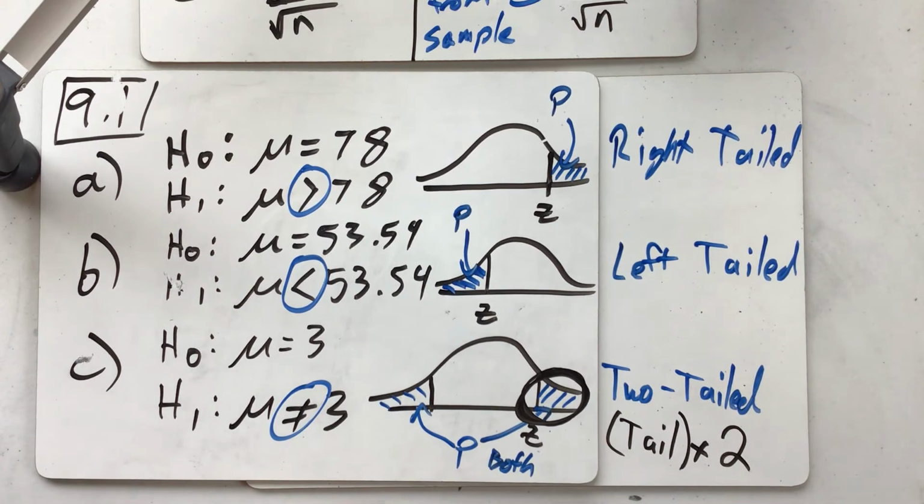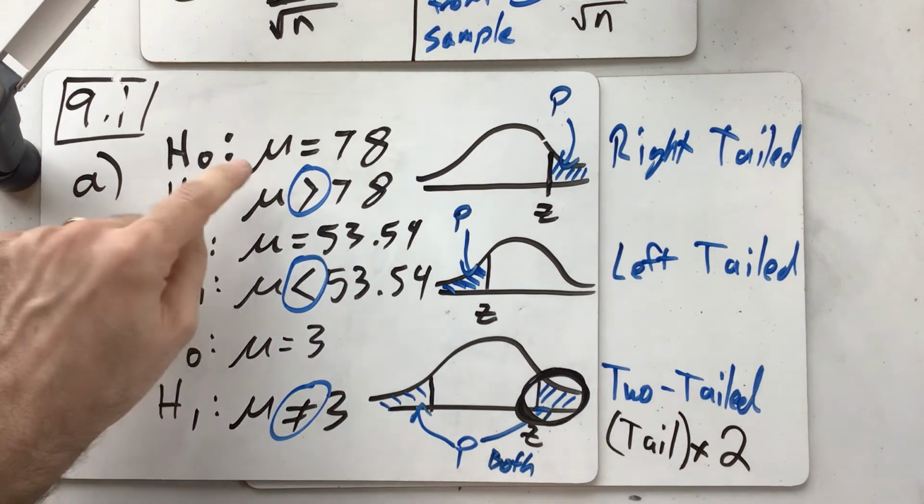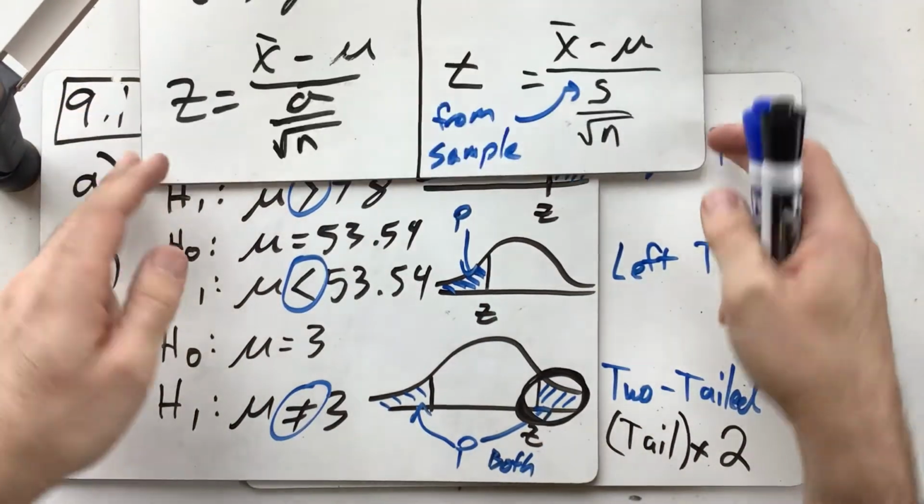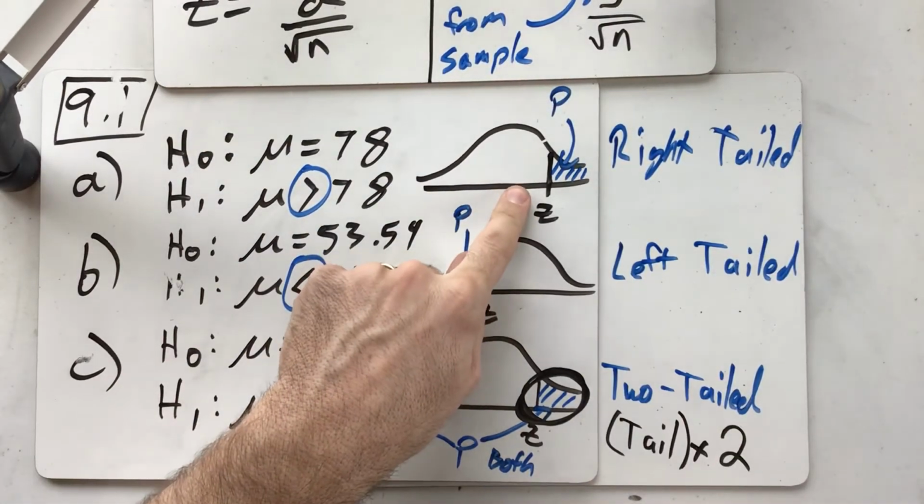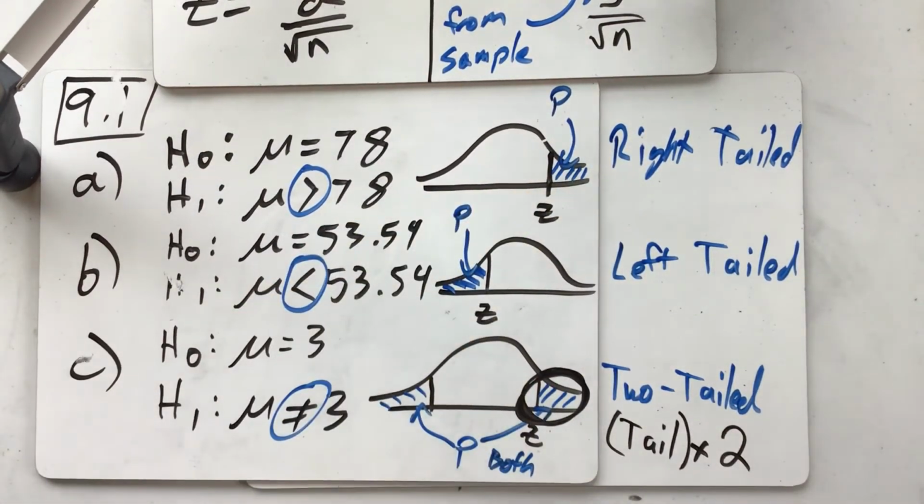Okay. And so what we'll do when we do a problem is we write our hypotheses, we then write our test statistic, we then draw our picture, and then we calculate the probabilities on the outside. So I think we're ready to actually do some of these.